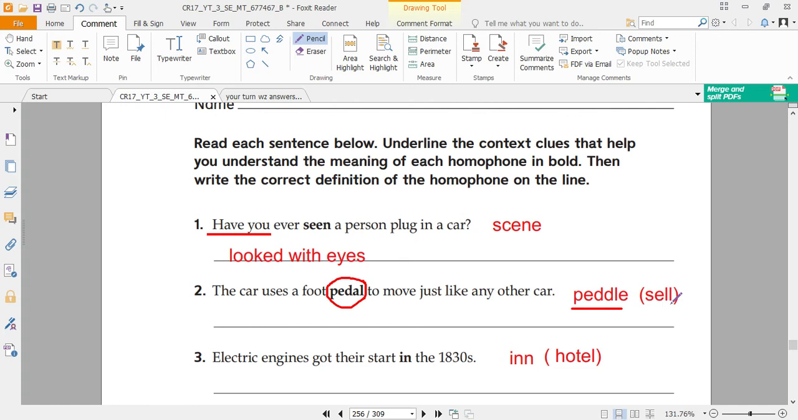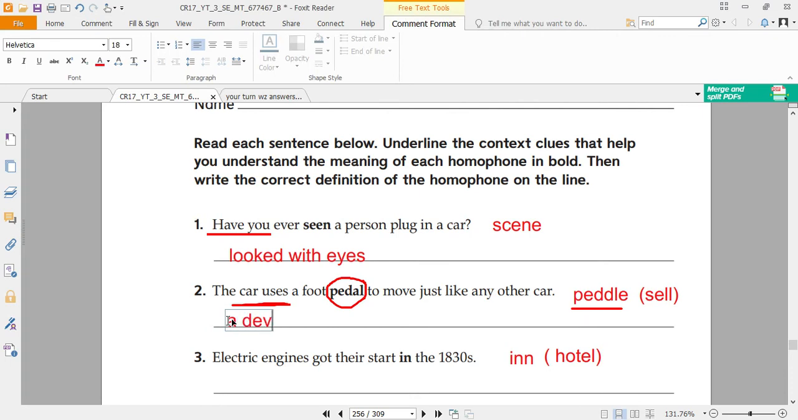So which one here? Yes, we have the word car uses what? So here we are talking about the part in the car. We are not talking about the verb peddle. So pedal here means a device used to run or control something, especially cars. That's great.